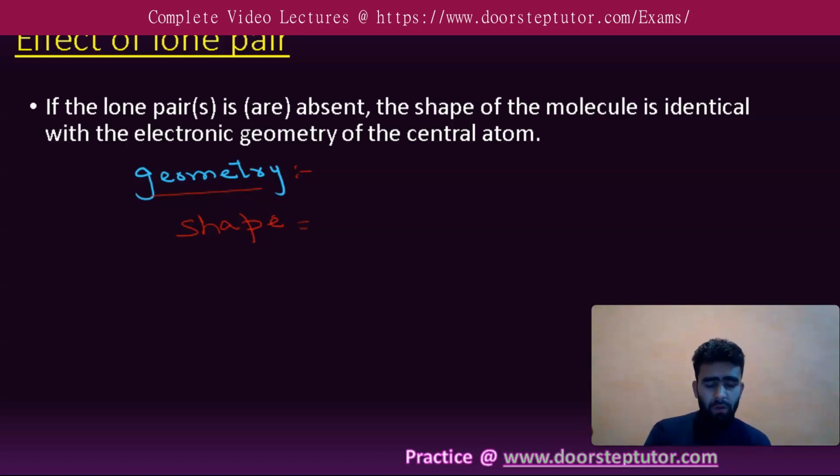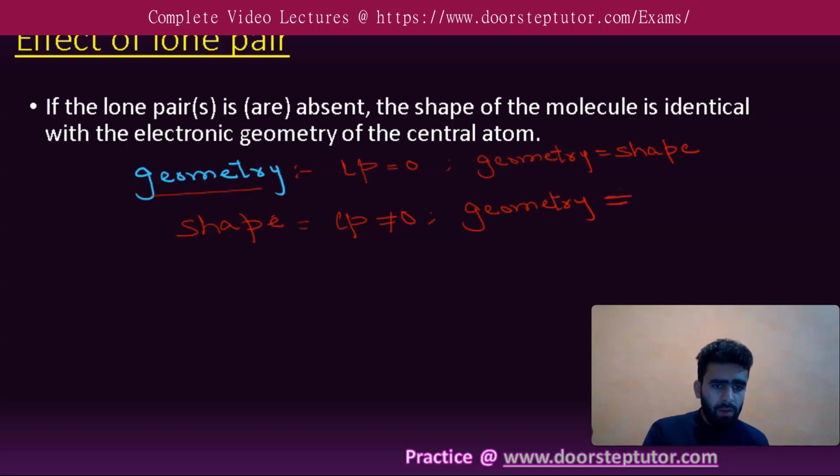So if in the molecule there are 0 lone pairs, that is, lone pair is equal to 0, then at that time geometry will be equal to shape. When lone pair is 0 in the molecule, geometry will be equal to shape. But if lone pair is not equal to 0 in the molecule, then geometry will not be equal to shape.